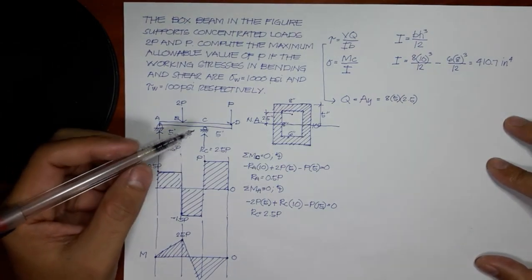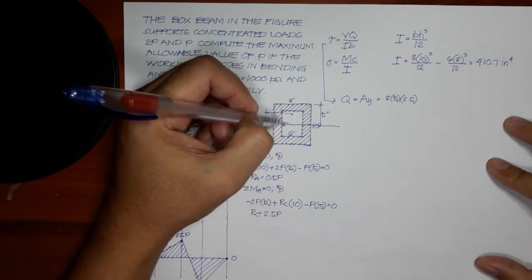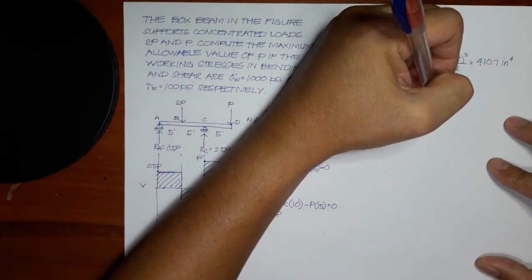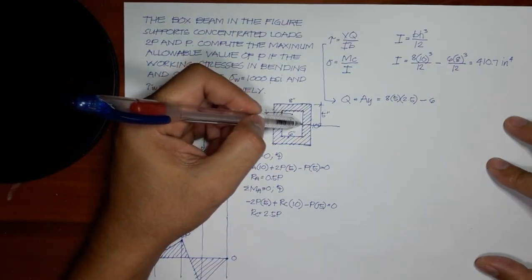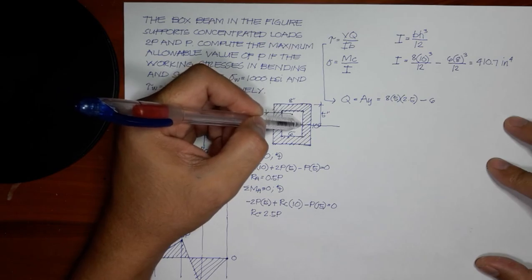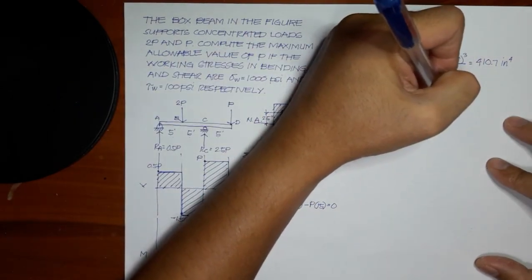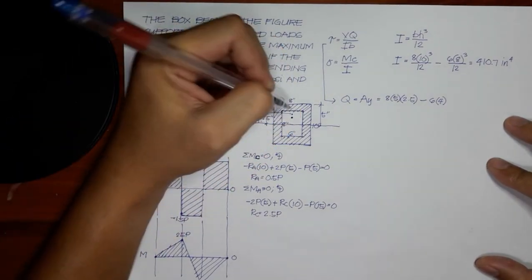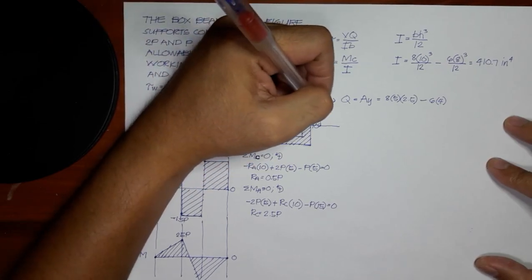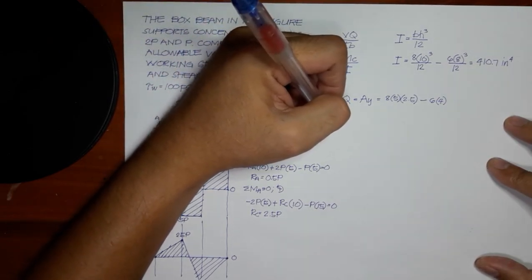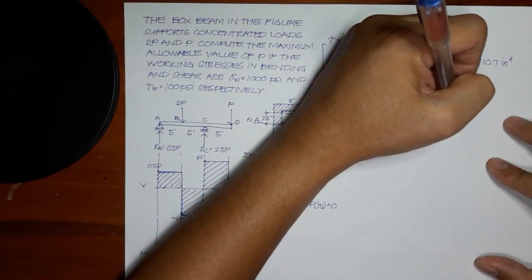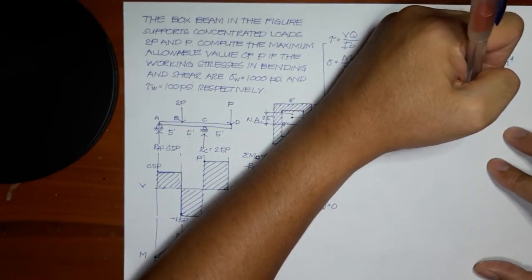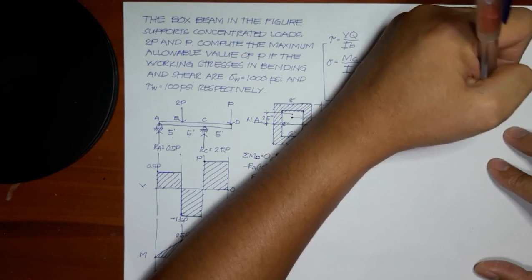And then we deduct the hollow area. The hollow area has a base of 6, so minus 6, and the height is 8, so half of it is 4. 6 times 4 times the y. Now the centroid is located here, and this has a distance of 2 inches. So 6 times 4 times 2. And that will have a value of 52 inches to the fourth.